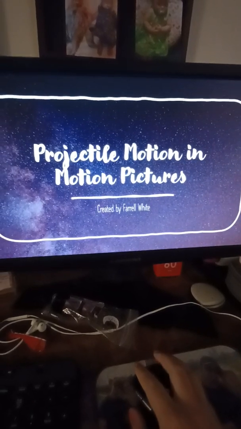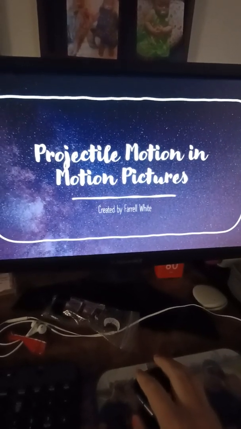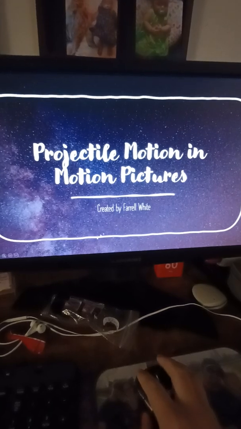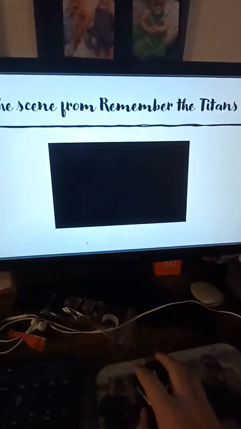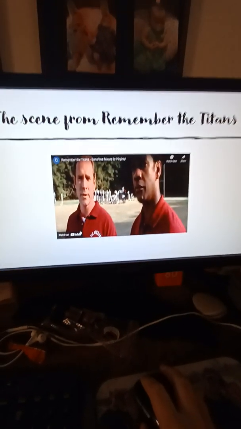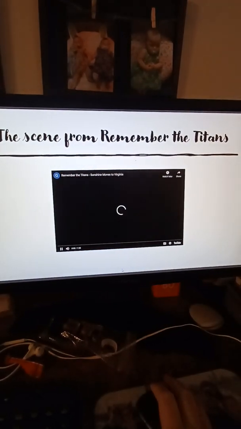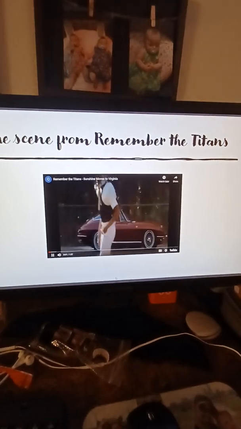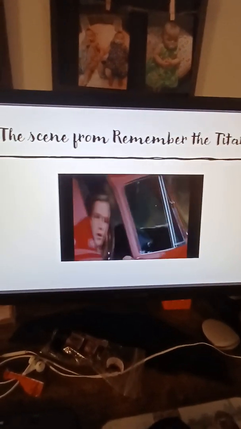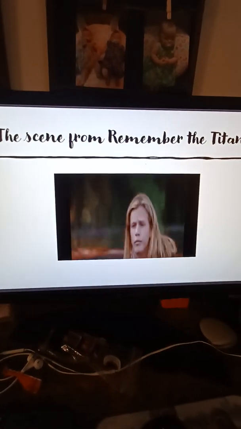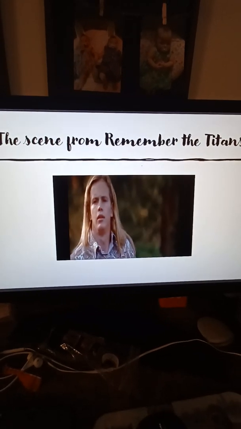Okay, this is projectile motion in motion pictures for homework 12. I chose a scene from Remember the Titans. This is the scene that I chose. It's when Sunshine, that guy there, very first shows up at the Titans field.